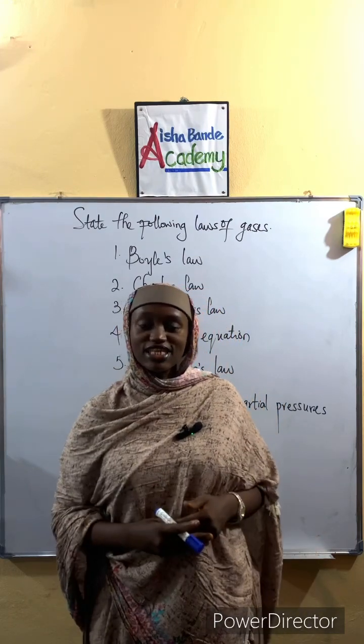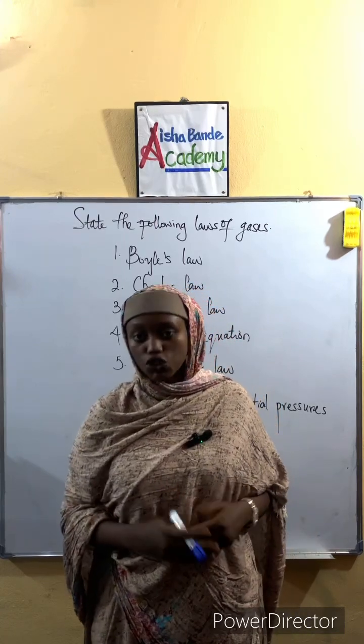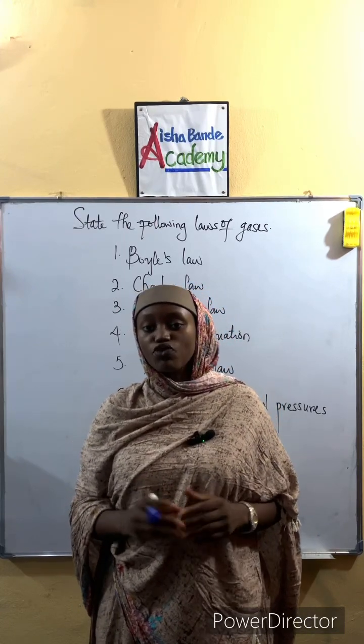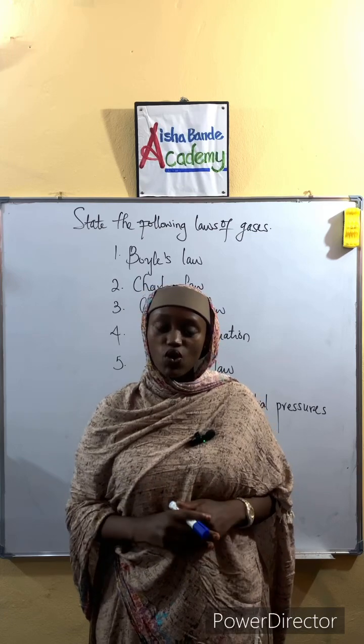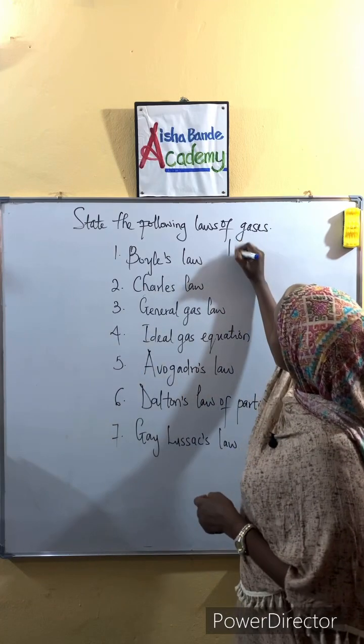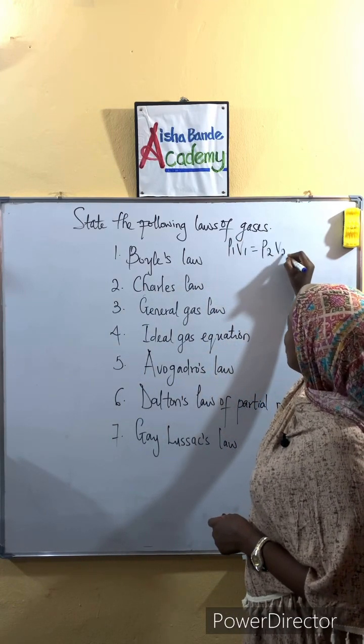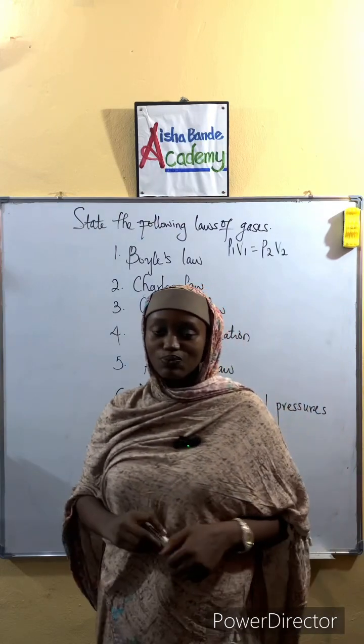Boyle's law states that the volume of a given mass of a gas is inversely proportional to its temperature, provided the temperature is kept constant. And mathematically, Boyle's law is given as P1 V1 is equal to P2 V2. So that's for Boyle's law.